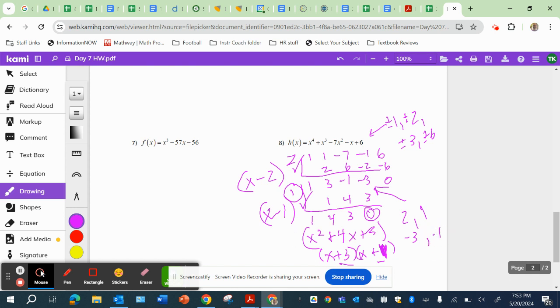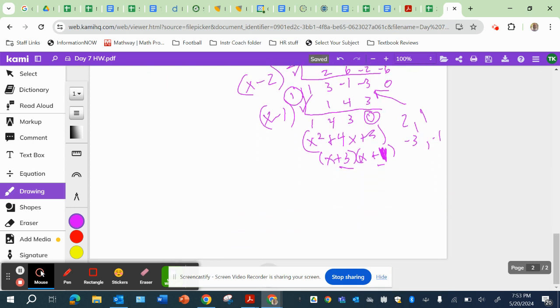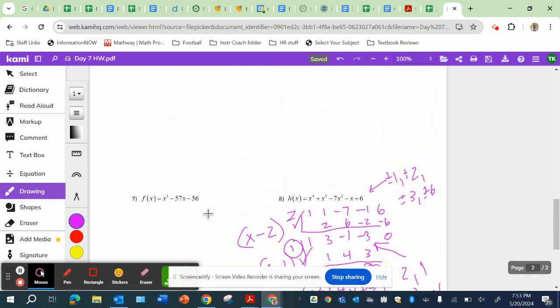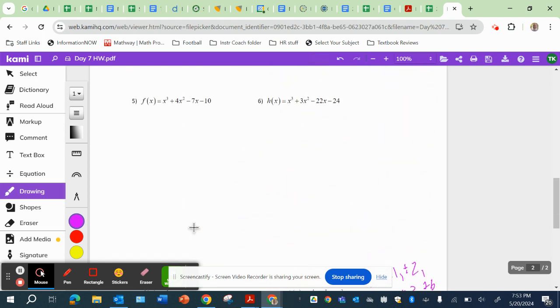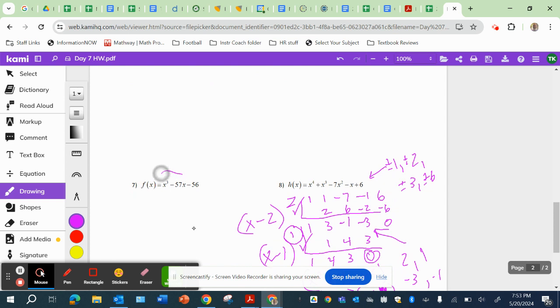So it's just a matter of guessing and seeing if you get a remainder of 0. They're all pretty much the same. I'm guessing, remember when you have one like this, it skips a power, that when you put your synthetic division, you put a 0 for the x squared. But I still always try 1 and negative 1 first.